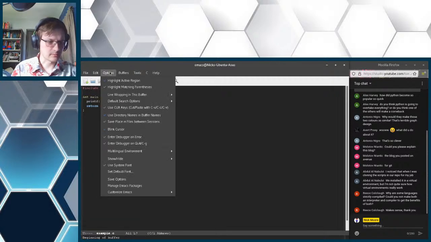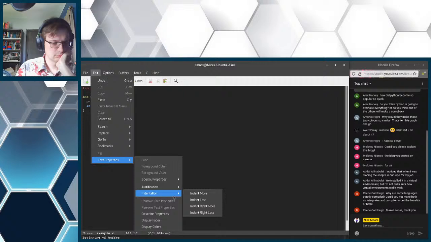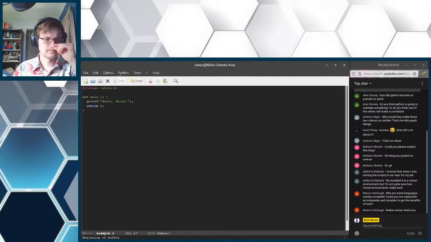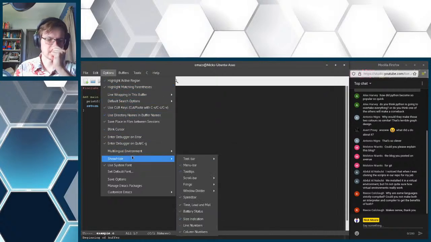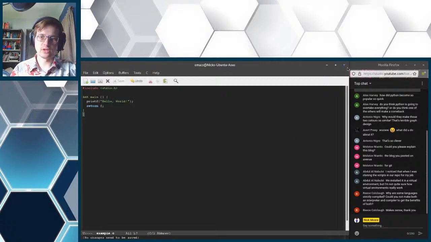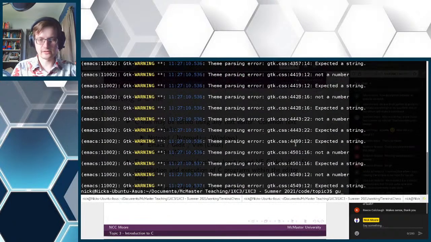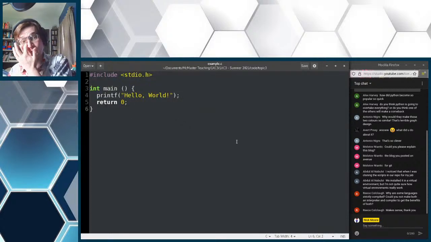Options. Text properties? This is worth the time, right? You know what? Fine. We'll save that. We'll open it in something that's easier. Emacs is superior, but we'll use Gedit for now. There we go. That's better, right?